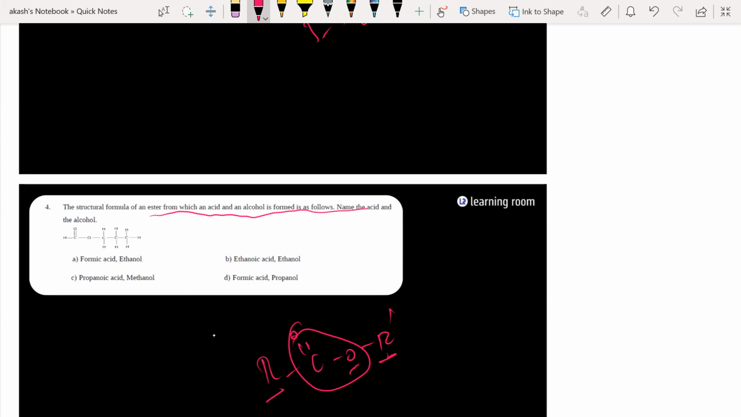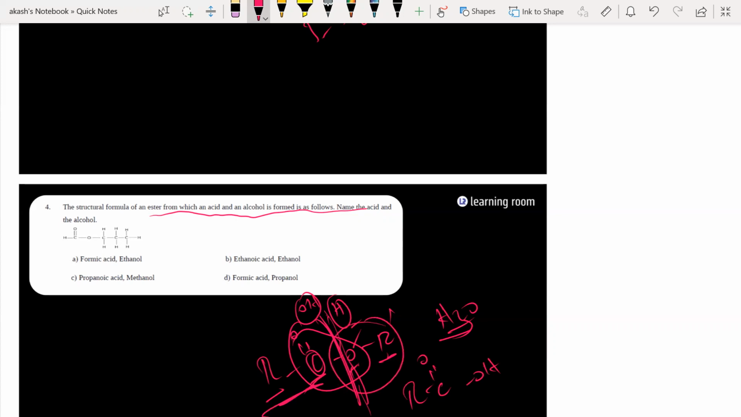Whenever you want to know what is the acid and what is the alcohol, you break this C single bond O. You break this, and on this side you add OH and on this side you add H. Basically, when you go for hydrolysis, when you add H2O to this, H and OH are there, right? To the oxygen side you add H, to the carbon side you add OH, right? So now what are you going to get? You are going to get R, C double bond O and OH, that is this part, right? And this part is now going to become what? R dash OH.